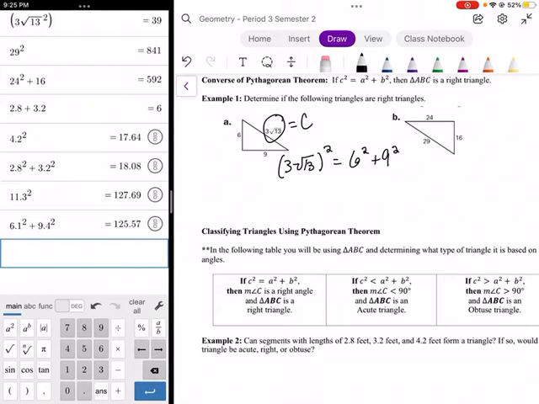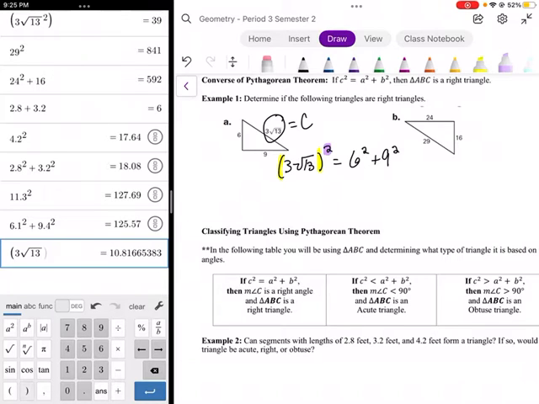When you type 3 square roots of 13 squared into your calculator, you need to make sure you have these parentheses and that the squared is outside of the parentheses. If you don't, your calculator is going to follow PEMDAS and it might give you the wrong answer.